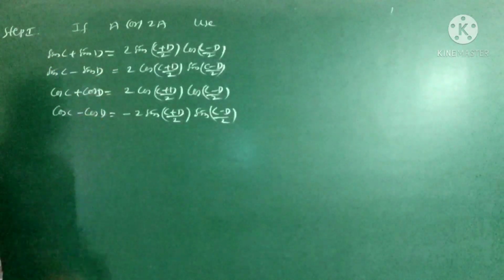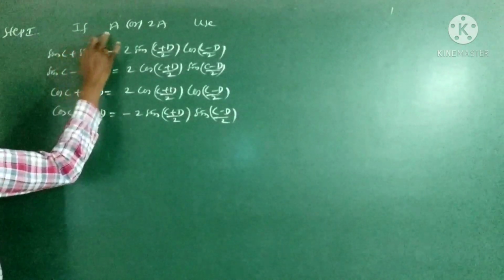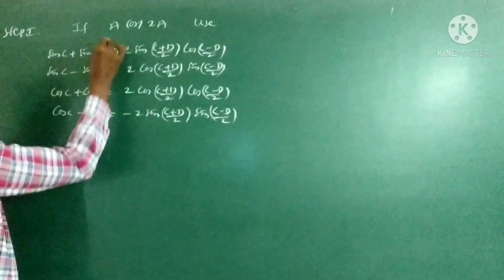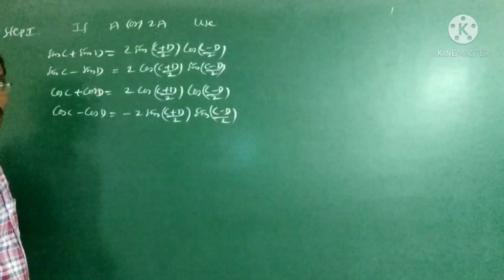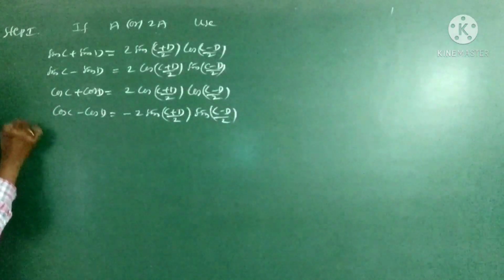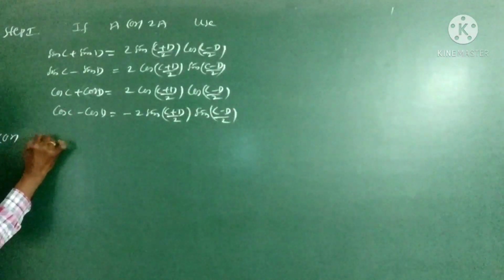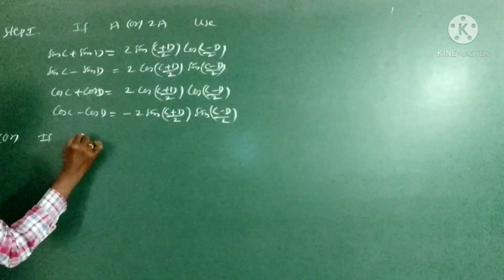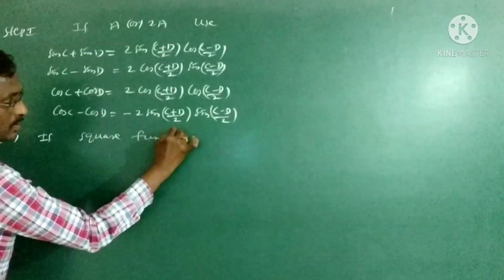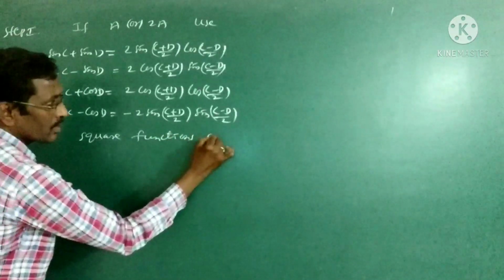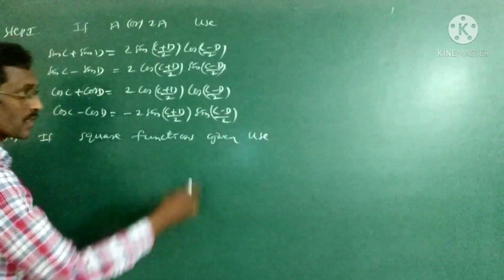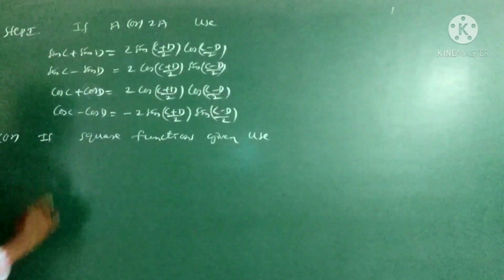So this is the formula we use when A or 2A angle is given in the question. If it is not given as A and 2A, but given as square functions, then we have to use the following formulas. Two formulas I am going to use.